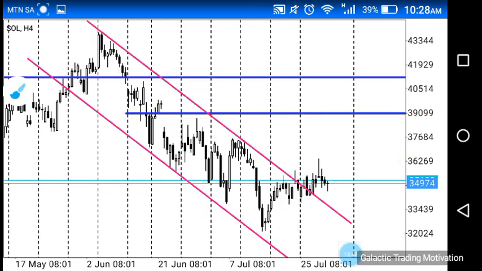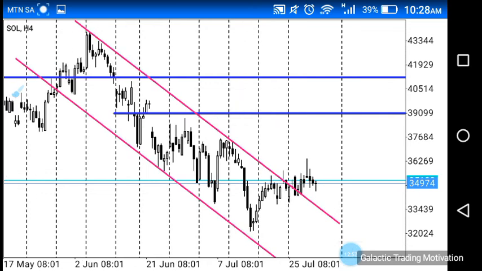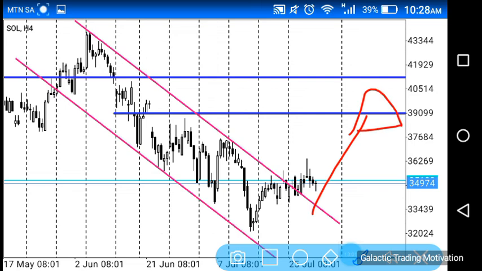Yeah, so that is it, guys, as far as my analysis goes for Sasol. It seems as if we are about to embark on a journey up as opposed to down.